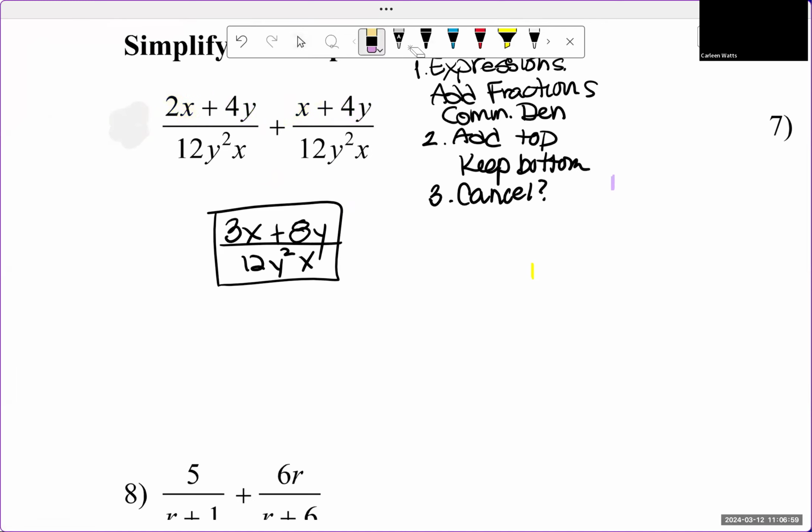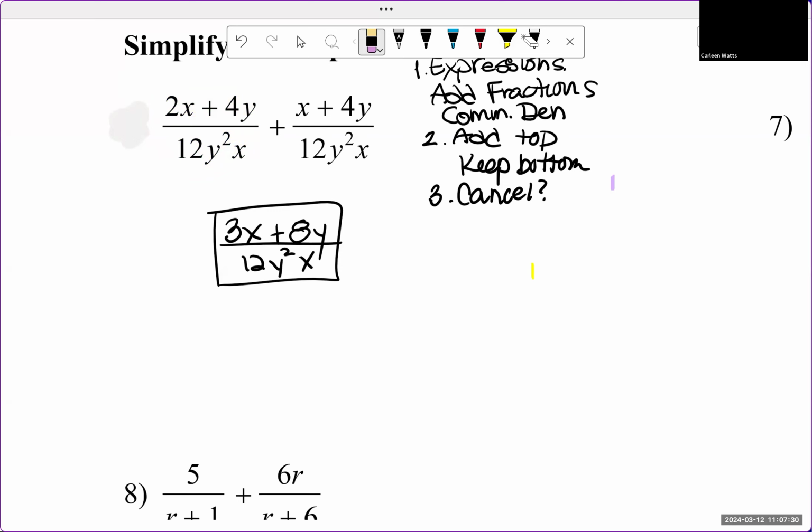Now, quick tangent. Photomath. You know what Photomath would tell you to do to this part of the problem? Factor out a 2 and cancel. And then Photomath would tell you to multiply by 2 to get a common denominator. You guys, is Photomath the best thing in the world? No, it makes mistakes. So no, you do not factor out a 2 and cancel that first term.